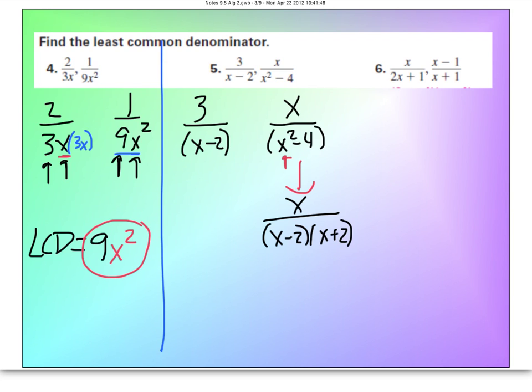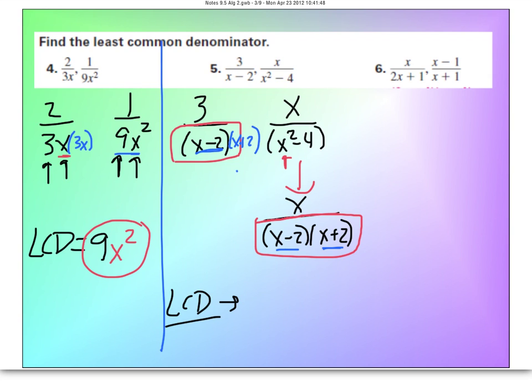Now what you compare is you look at this denominator and this denominator, and they have to look identical. They almost do. For the least common denominator, they both have an x minus 2. This one has an x plus 2. So I can make them look identical if I just multiply this guy by an x plus 2. If I do, then these two would be the same. So in this case, the least common denominator is a combination of x minus 2 and x plus 2.